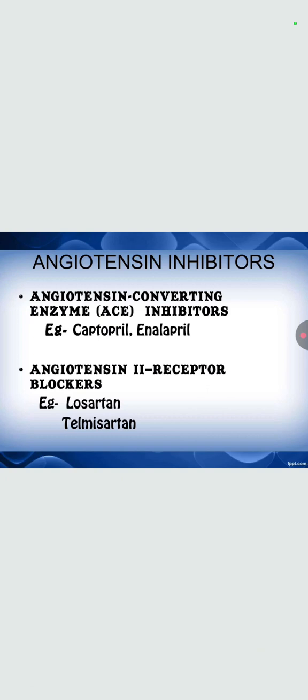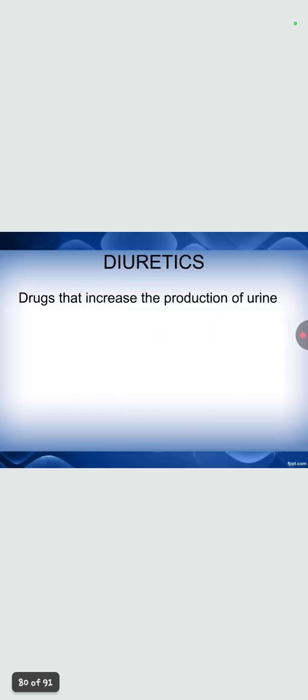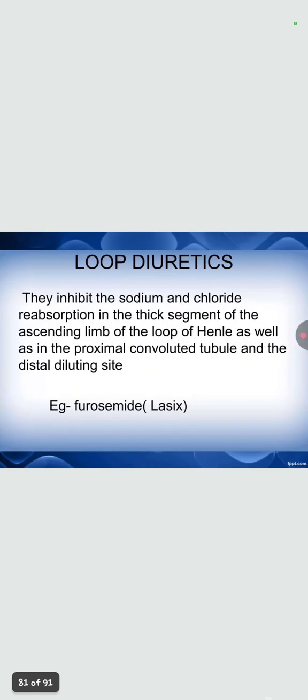Here's a question: the biggest side effect of ACE inhibitors is that they cause a dry cough due to the reduction in metabolism of bradykinin. To overcome this, we use angiotensin 2 receptor blockers. Direct vasodilators like nitroglycerin and sodium nitroprusside.